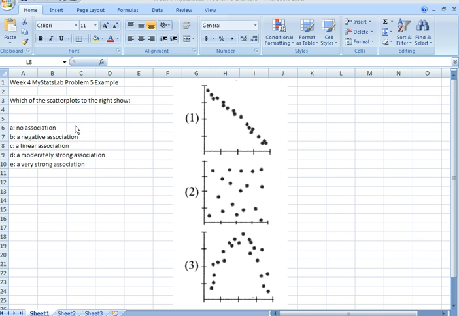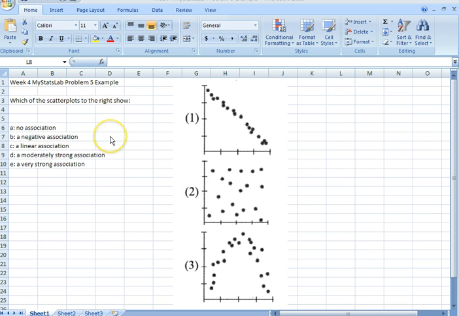Part A asks us, which of these scatter plots shows no association? And in scatter plots, if there is a discernible pattern, then it shows association. Well, if we look at the three we have here, number 1 and number 3 do have some pattern. Number 2 looks like it has absolutely no pattern to it at all. So for part A, the scatter plot with no association would be number 2.